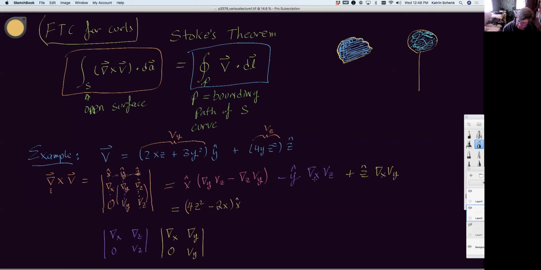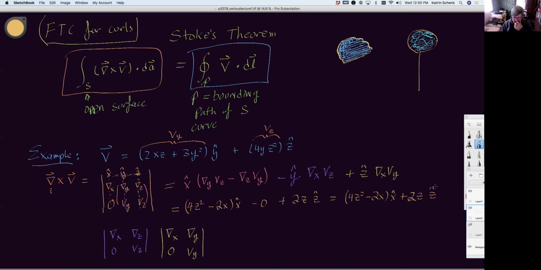Here the derivative with respect to x of vz is 0. There is no x in vz, so we go minus 0, right? And then the derivative with respect to x of vy is just 2z, so plus 2z in the z hat direction. So finally, we have 4z squared minus 2x in the x hat direction plus 2z in the z hat direction.